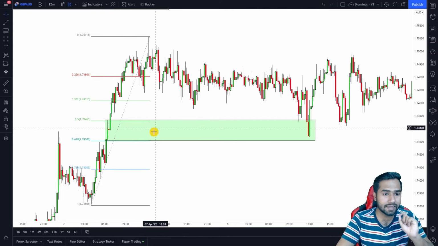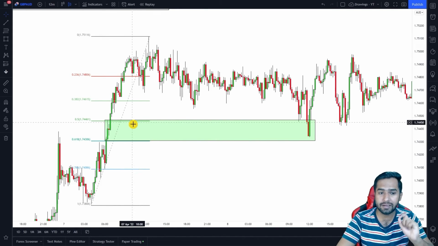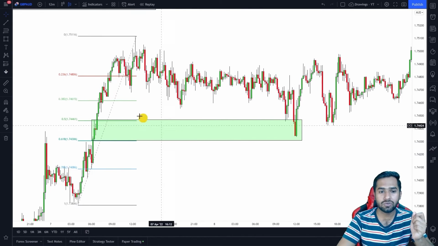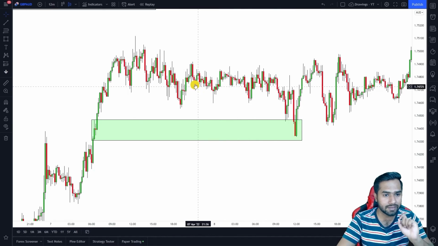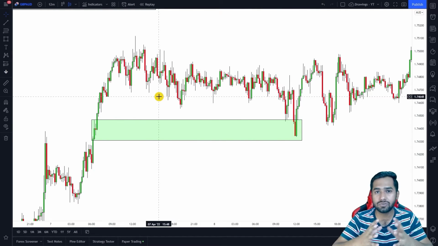And here in this case, the demand zone is forming at the same level at which the golden zone is for the Fibonacci ratios. So now the winning probability of this setup is much higher than if we were trading any of these two alone.